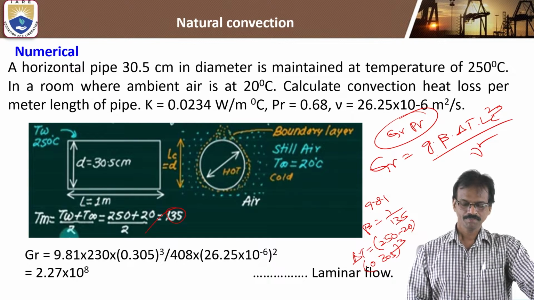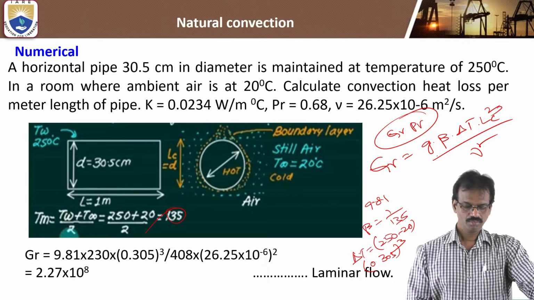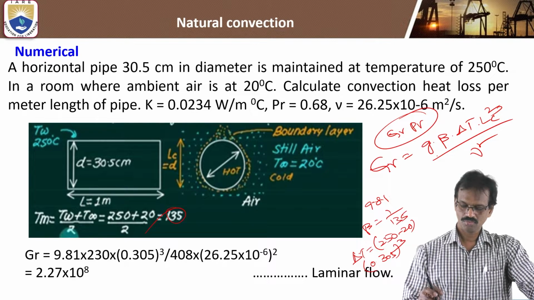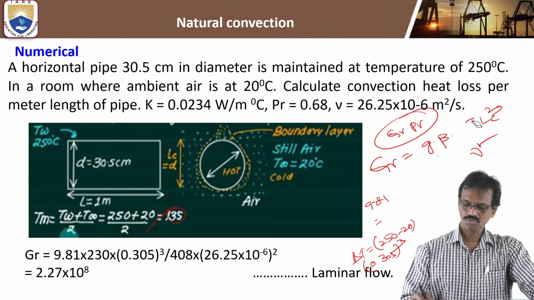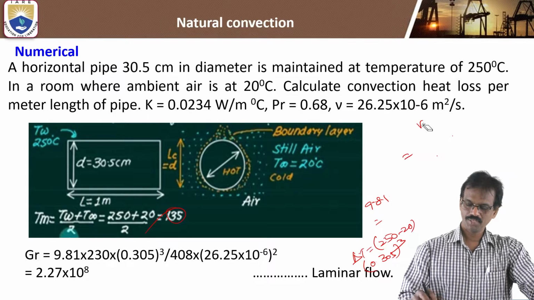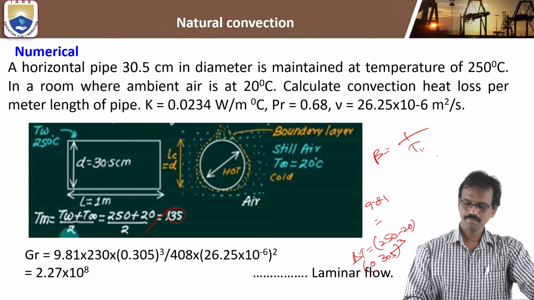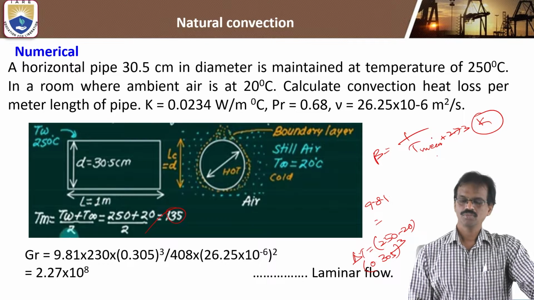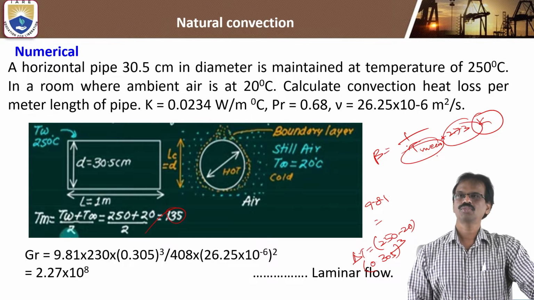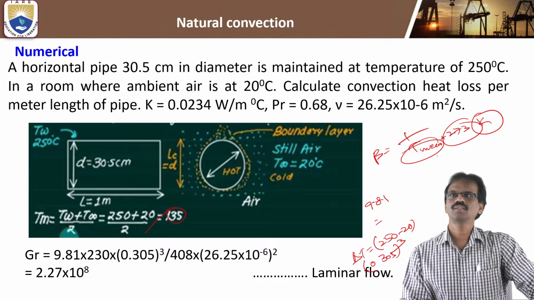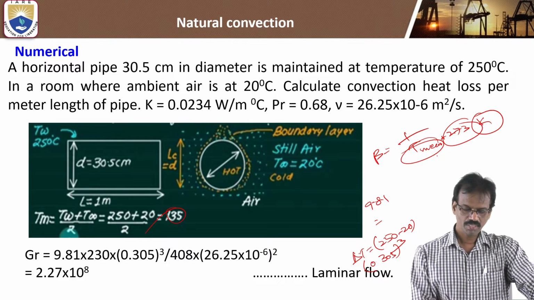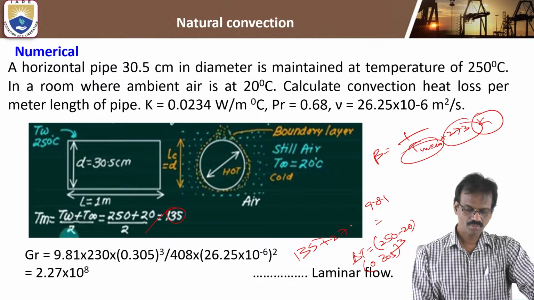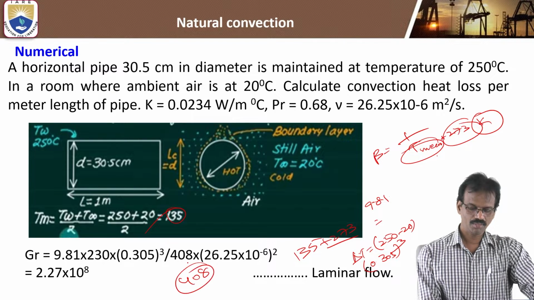One more thing, I forgot. Remember this beta value. Beta is equal to 1 by T mean plus 273. It must be converted into kelvins. Since it is in degrees Celsius, if you add 273 it will be in kelvins. So 135 plus 273 is 408.